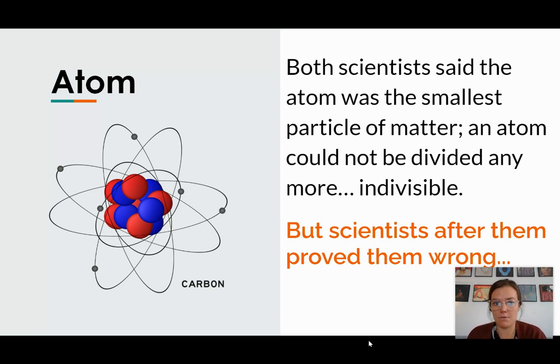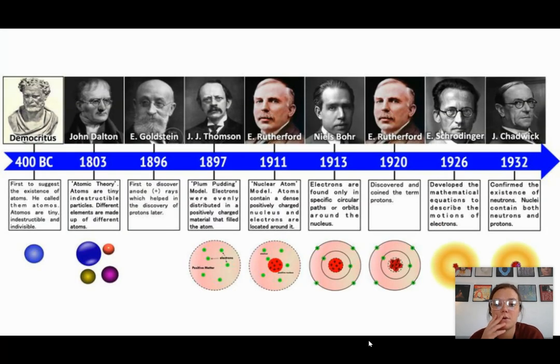Now, they're not entirely wrong, because an atom is super important, and an atom is the smallest particle that still has the properties of whatever element it is. But there were some scientists that came through and said, nope, there are actually some smaller particles, which we call the subatomic particles.